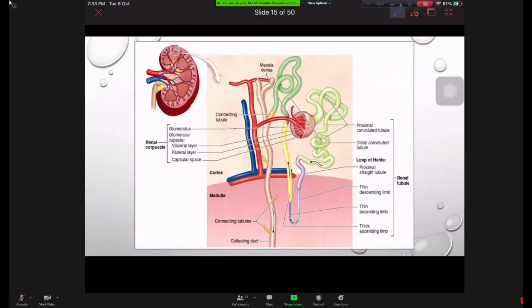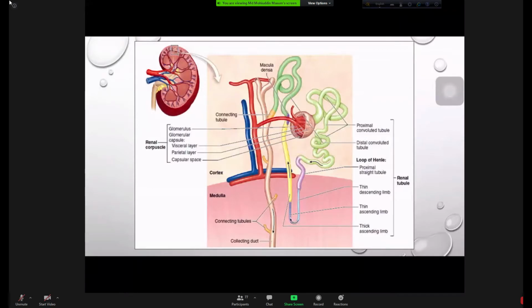So, nephron. We know what a nephron is. What is a nephron? The structural and functional unit of the kidney. So this is the nephron. This total thing, from here, this thing, this thing, actually combines and is called the nephron.